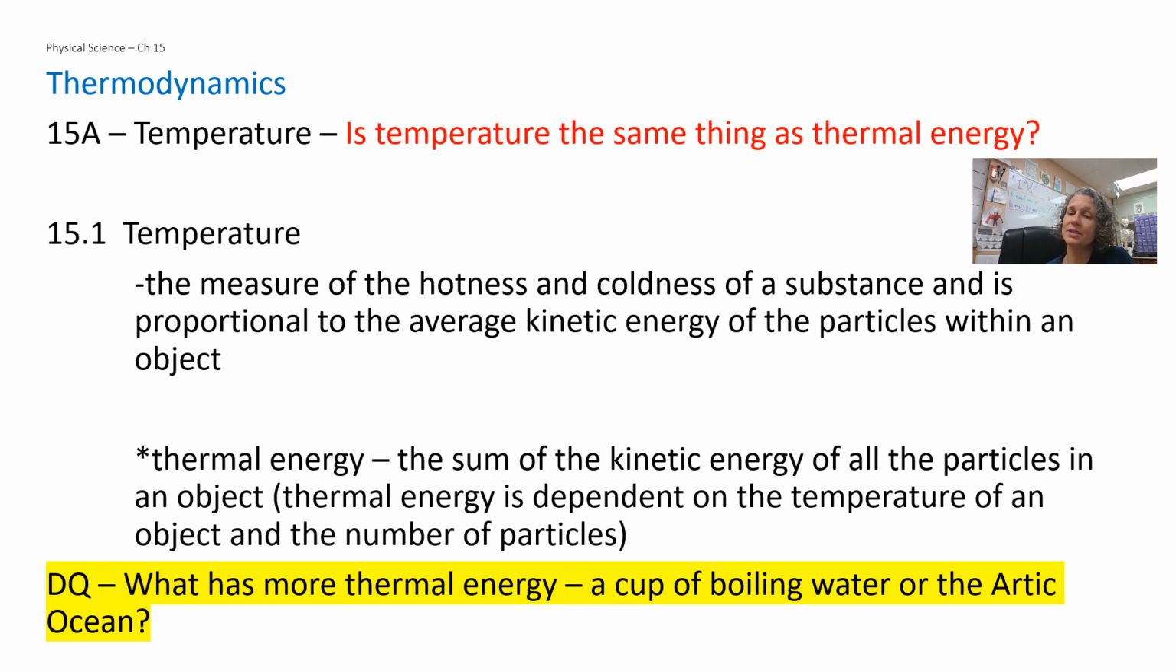It is different than thermal energy. Thermal energy is the sum of all the kinetic energy. So now we're not averaging, we're adding up everything of all the particles in an object. And so it depends not only on the temperature, or how fast the particles are moving, but also on the number of particles, the amount. So the size of the object comes into play when you're talking about the thermal energy of a substance. So they're related, but not necessarily the same exact thing.